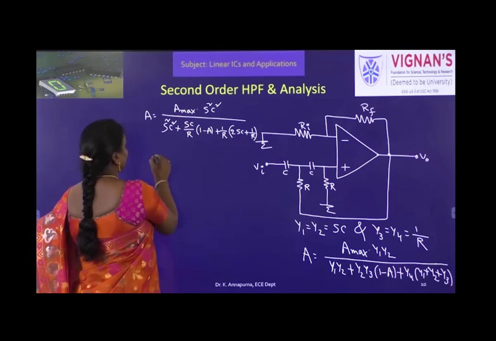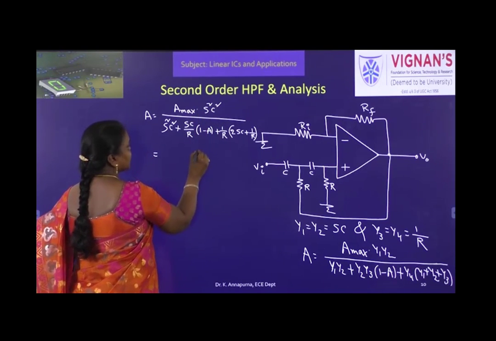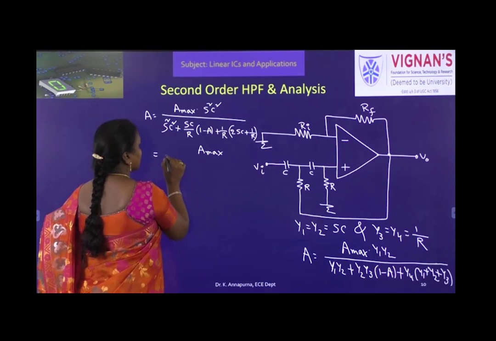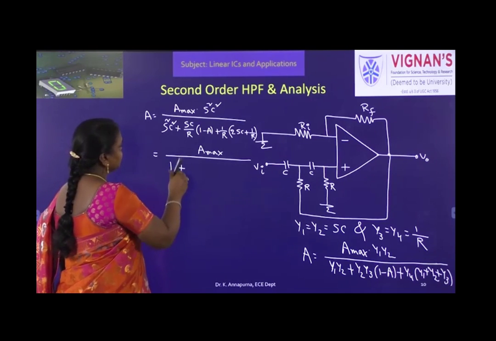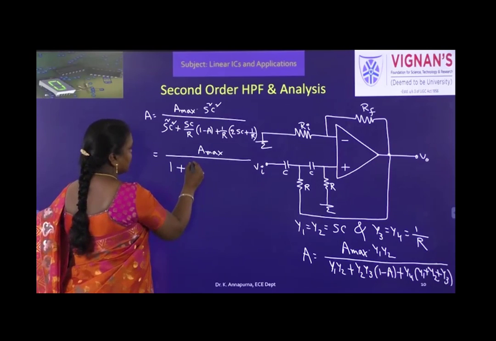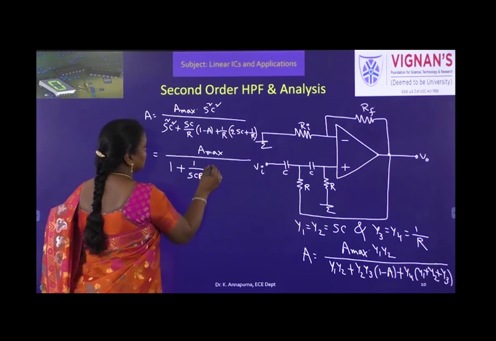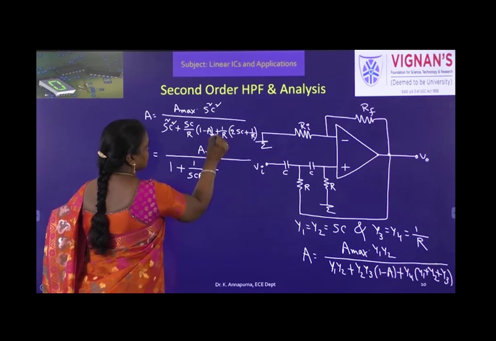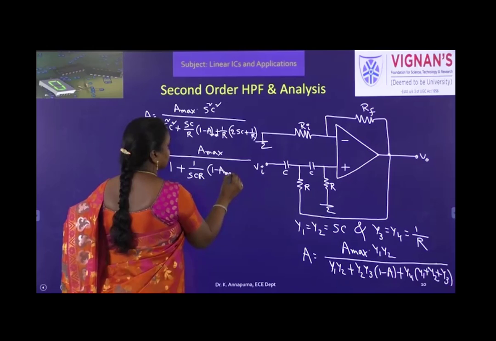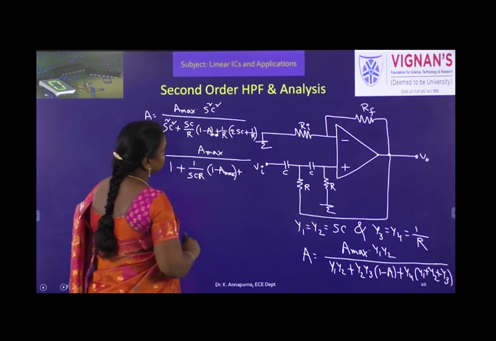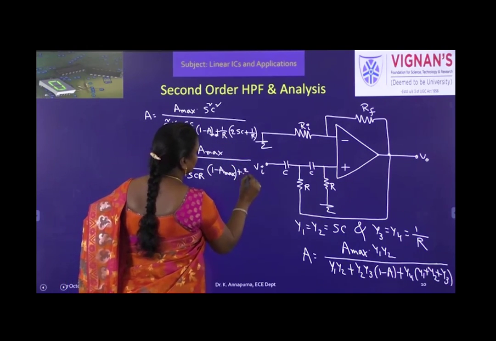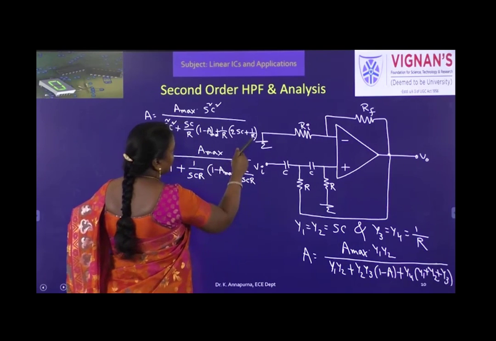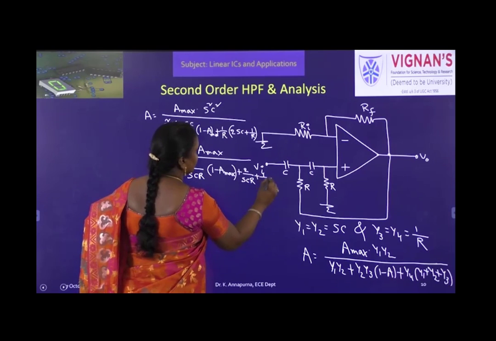Okay. Now divide both numerator and denominator with this S square C square, and you will get A max by 1 plus 1 by SCR into 1 minus A max, plus, if I divide with S square C square, I will get 2 by SCR as one term, and the second term is 1 by S square C square R square.